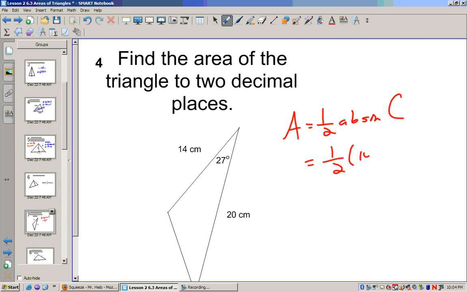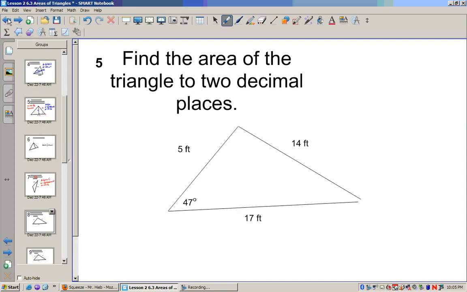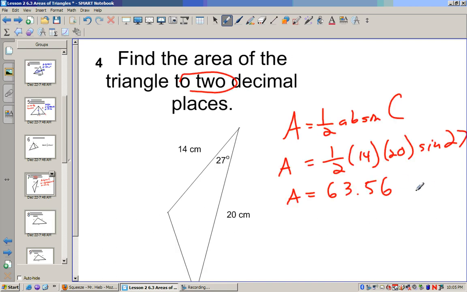A would be 14, and B would be 20, and the sine of 27. So if you just put that all into your calculator once, you should get 63.56 if we're rounding to 2 decimals. Oh, and I should use units. This is centimeter squared.